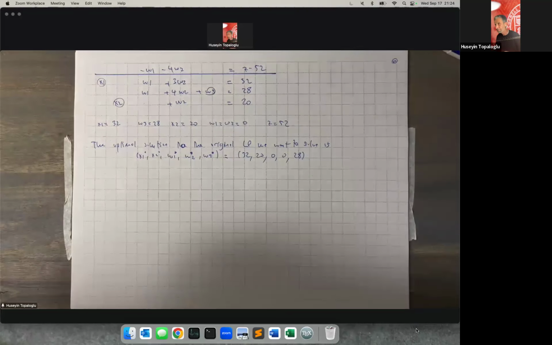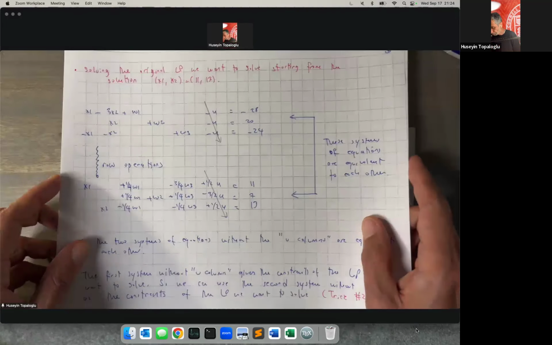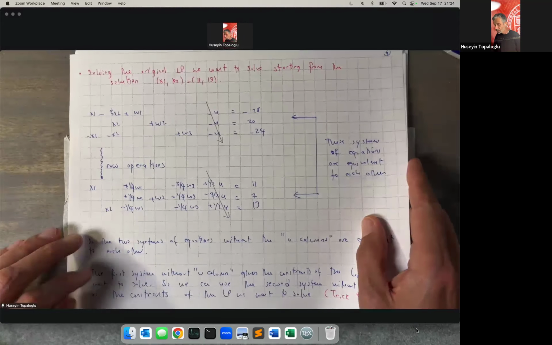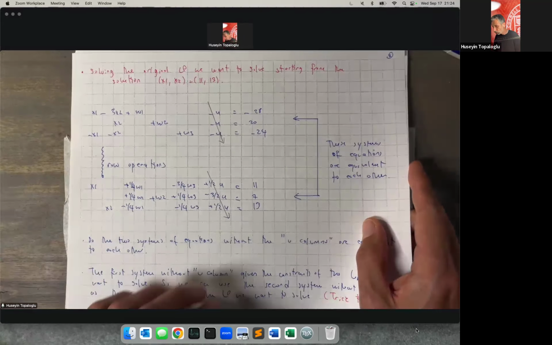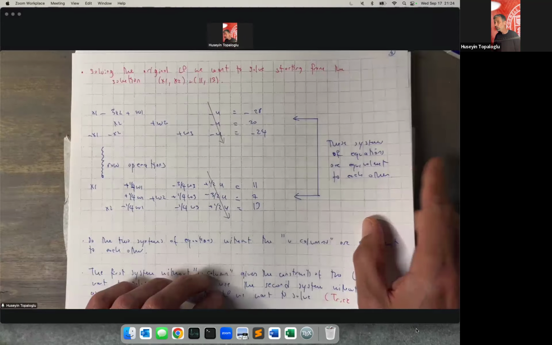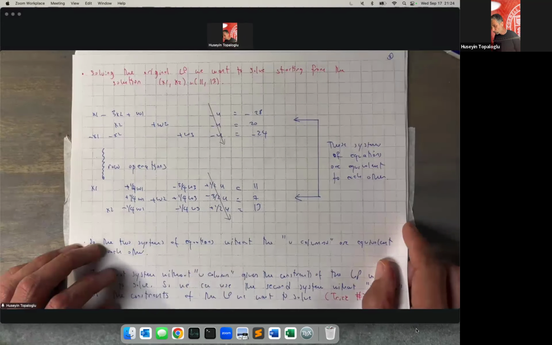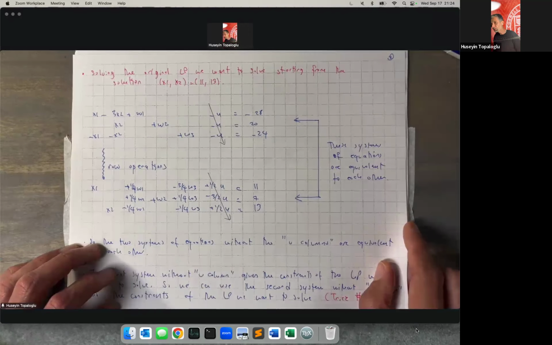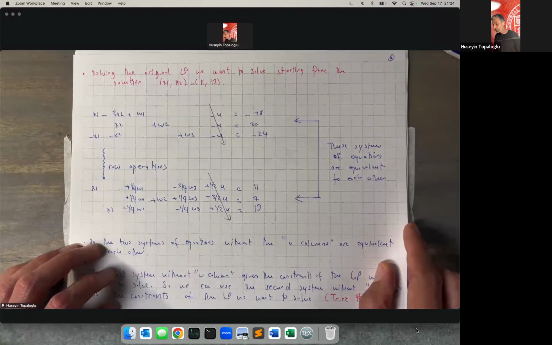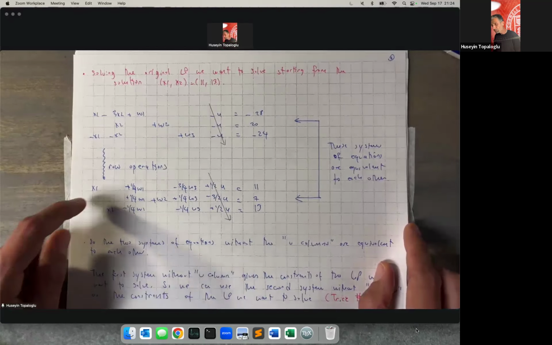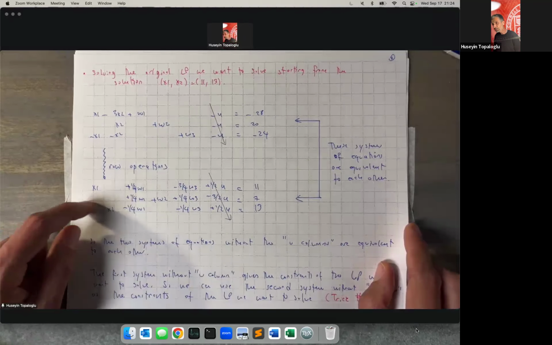What is the second trick? When we start solving the original linear program that we would like to solve, starting from the feasible solution given by the phase-1 linear program, we borrow the constraints from the last iteration of the phase-1 linear program.